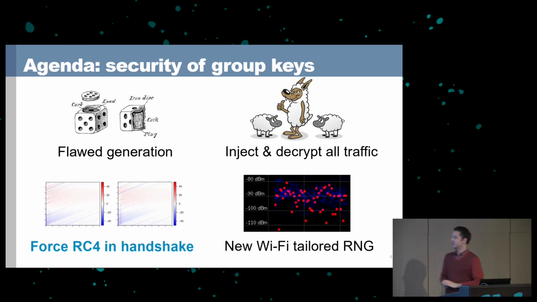So I would say that was the most fun part of the research. We're now going to look at a theoretical attack against a handshake that is being used, where we can force usage of RC4.